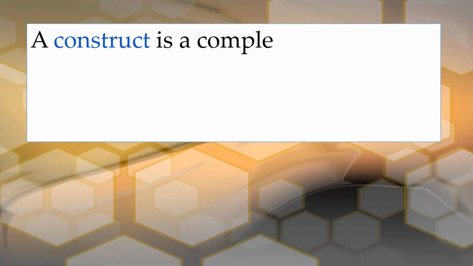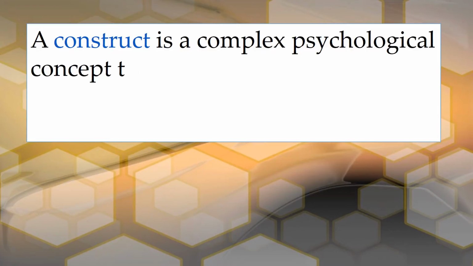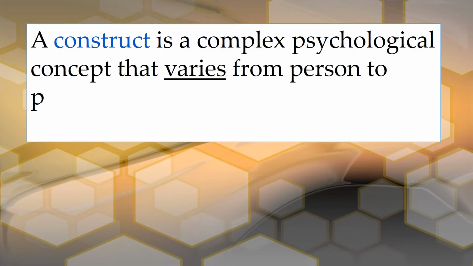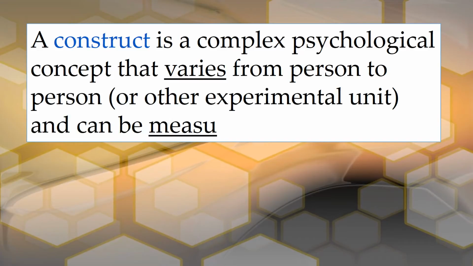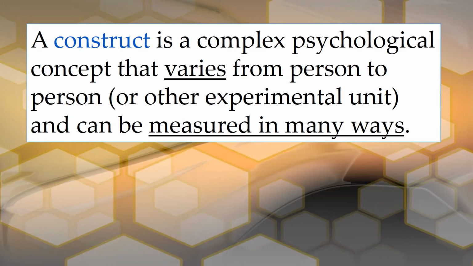A construct is a complex psychological concept that varies from person to person or other experimental unit and can be measured in many ways. So this is something that's complex and that varies from each person or experimental unit. An experimental unit can be a person, it can be a dog, it can be the stars, whatever you're collecting data on. And this construct can be measured in many ways.